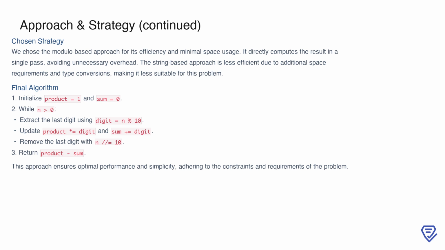Update the product by multiplying it with the digit and the sum by adding the digit. Then, remove the last digit from the number using n //= 10. Once all the digits are processed, return the difference between product and sum. This algorithm ensures optimal performance while adhering to the constraints of the problem. It's concise, avoids unnecessary complexity, and leverages the most efficient operations for this task.